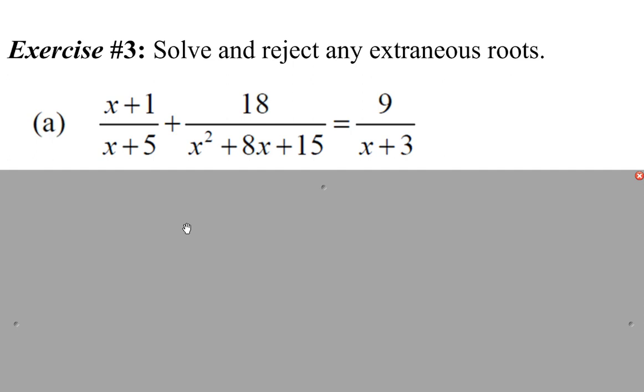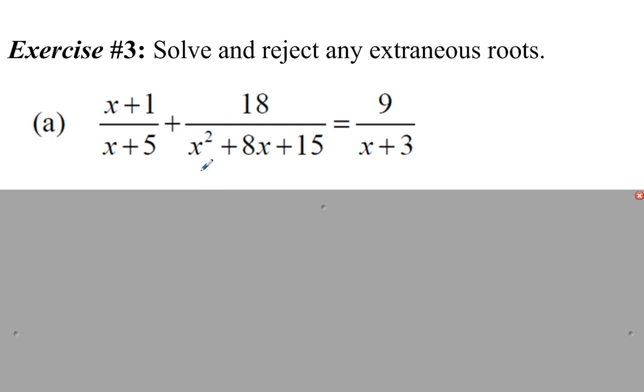This one says solve and reject any extraneous root. So right away I'm sort of inclined to think I might have an extraneous root, but let's see what they might be. First I'm going to need to factor this middle fraction. So as you're writing it down, I'd like you to try to factor this middle fraction's denominator. Then play the recording when you're ready. So hopefully you got here an x plus 3 and an x plus 5.